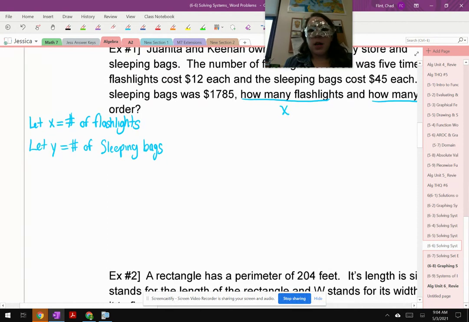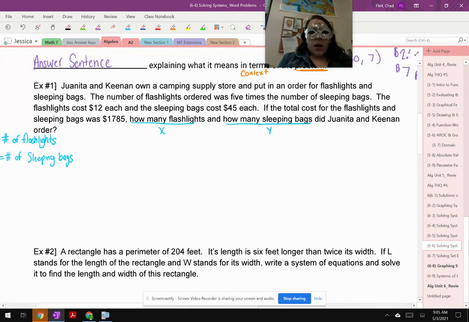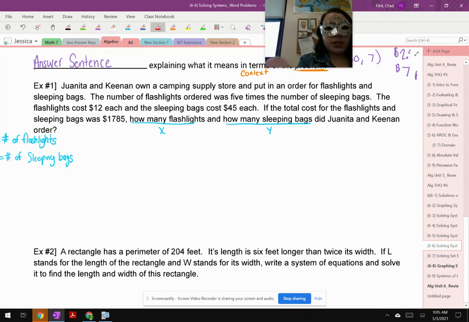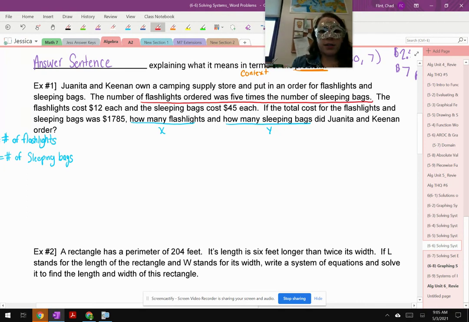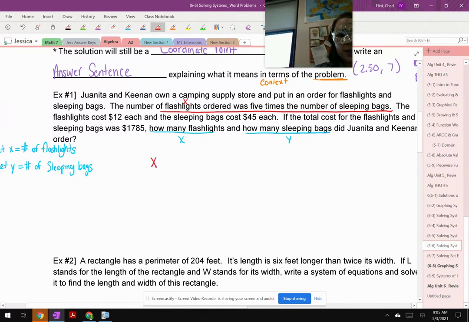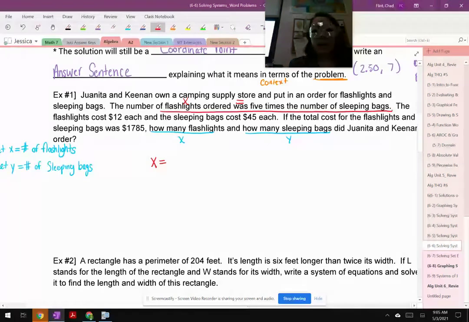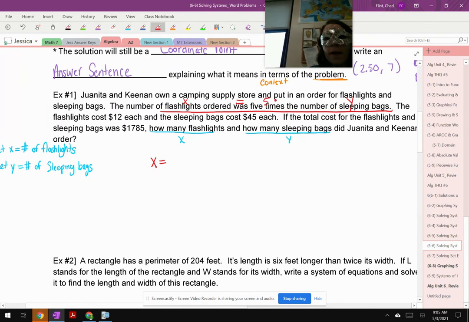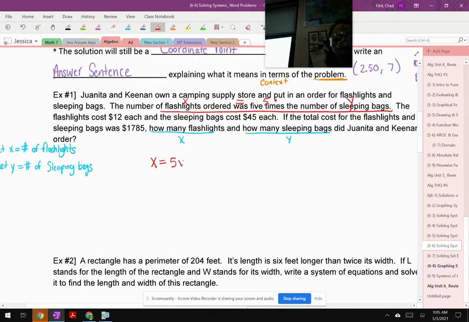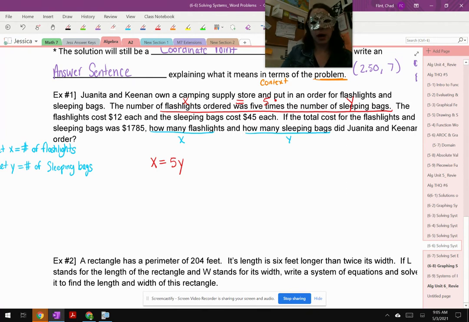Okay. So now we're going to use that information to put together some equations. So the first sentence I'm seeing is the number of flashlights ordered was 5 times the number of sleeping bags. So the number of flashlights, that's my X. So X was 5 times. Was is like my equal sign here. 5 times the number of sleeping bags. The number of sleeping bags is Y. 5 times means multiplication. So X is equal to 5 times Y, which is just 5Y. And there we have our first equation already created from just reading the problem and just reading what they're giving me.